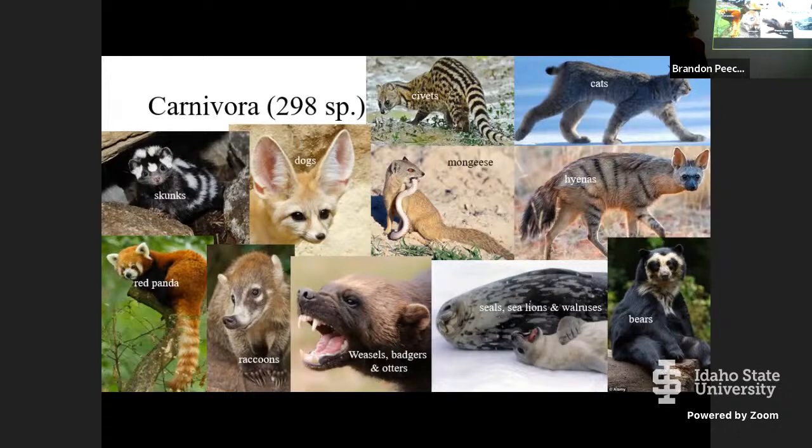You know about mongoose, there you go. Well, what's it doing in the picture? Getting after a snake. So mongoose, you guys probably know a lot about mongoose too. They're all over the old world, so Africa and Asia mostly. Super diverse. They do a lot of the stuff that weasels do in the Americas and in Europe. A lot of mongoose are really good snake specialists. That's why I put that picture up there.